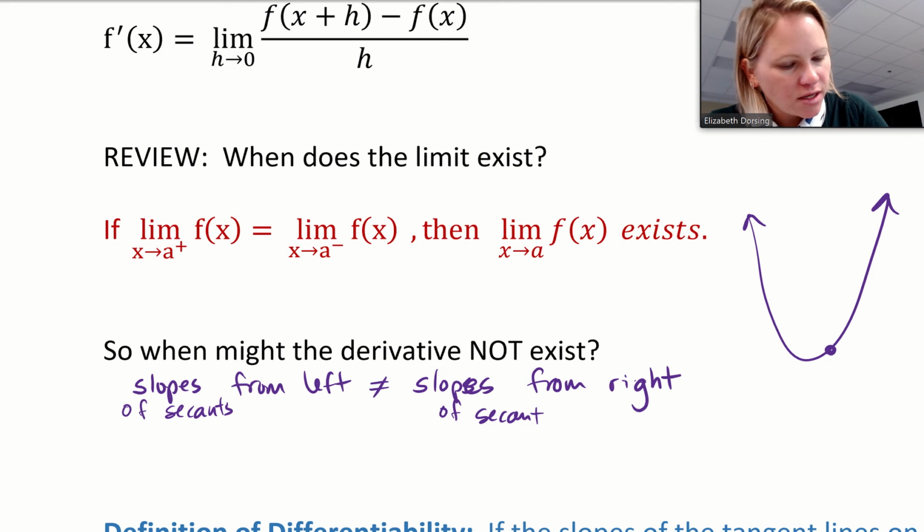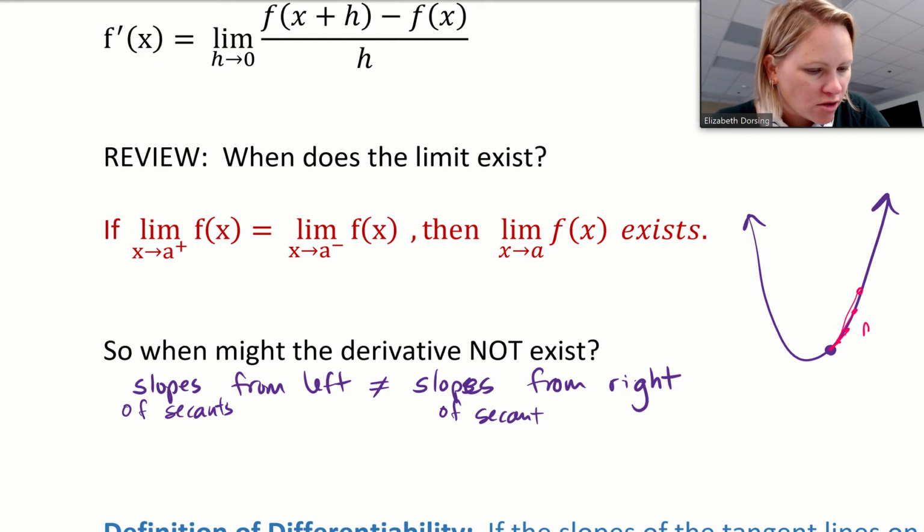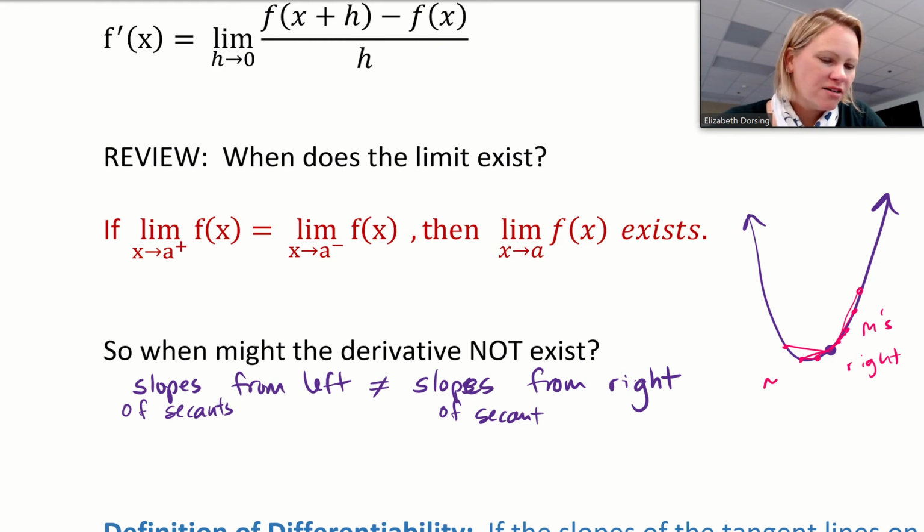What I would do is I would take that spot, and as my secants get closer and closer, whatever these slopes are, the m's from the right, have to be approaching the same value as the m's on the left. When I say the slope, that's what I mean. It's the slopes of these secants. And if they're approaching the same number, then the derivative exists.